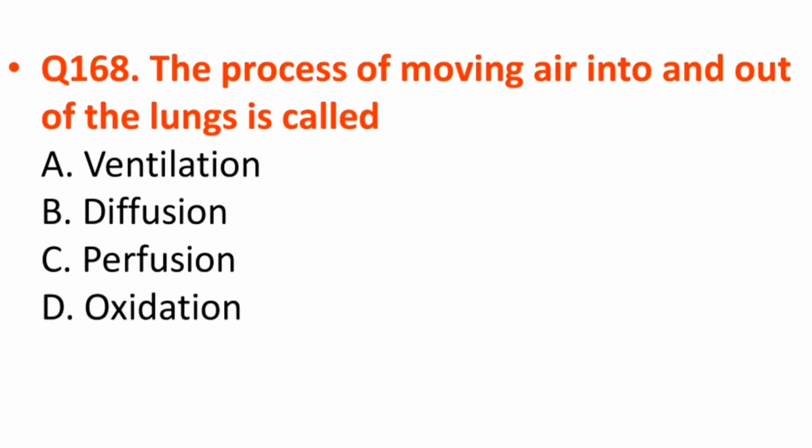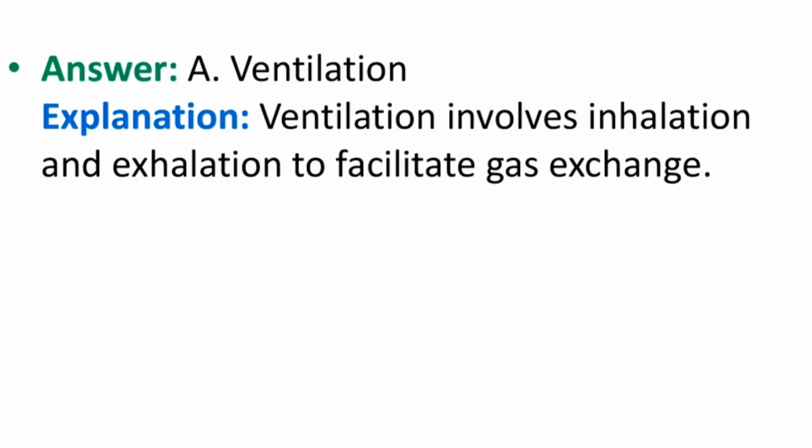The process of moving air into and out of the lungs is called option A ventilation, option B diffusion, option C perfusion, option D oxidation. The correct answer is option A, ventilation. Ventilation involves inhalation and exhalation to facilitate gas exchange.